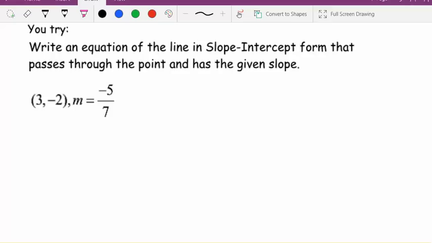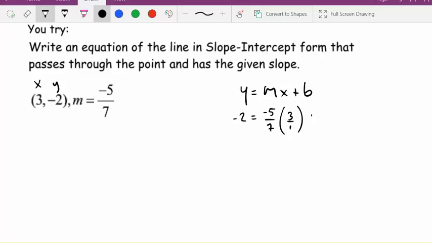You try, so take a second for you guys to try this. Goes through 3, negative 2, and has a slope of negative 5/7. So why don't you pause this and then we'll go ahead. Now we're going to try it again. Again, this is x and y, so y equals mx plus b, and y is negative 2 equals m, negative 5/7, times x, which is 3, plus b, which we need to solve for.